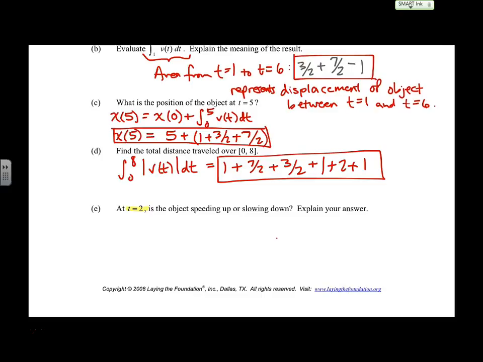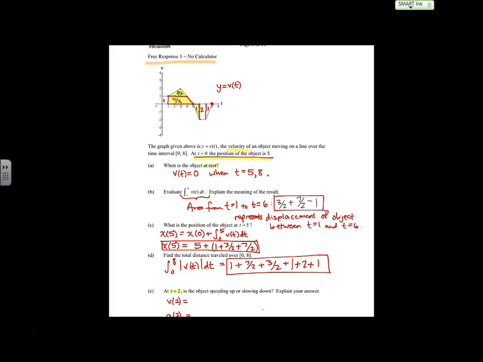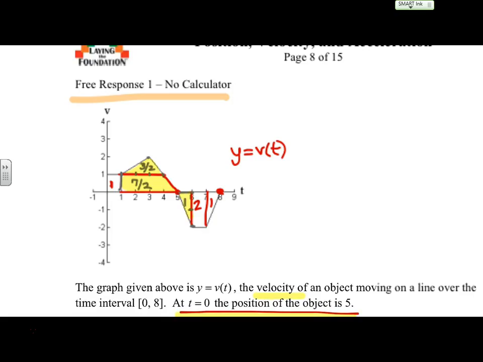So what I need to think about right now is I need to know what velocity is at 2, positive or negative. And I need to know what acceleration is at 2, positive or negative. I need to know what acceleration is. I need to know what velocity is. So looking up at the top, velocity, didn't we say that y equals v of t is my graph? Yeah. Okay, so then look at the y value at 2. Positive. Good.